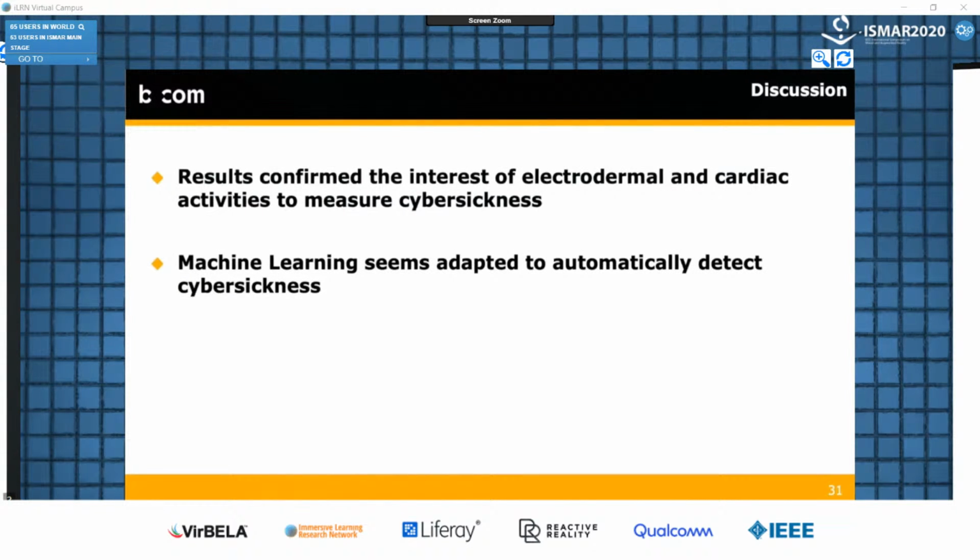Results confirmed the interest of electrodermal and cardiac activities to measure cybersickness. Indeed, the feature importance calculated on trained models showed that both activities are relevant for the recognition. Features coming from other fields of physiological computing seem relevant for cybersickness detection, such as features on the frequency domain of EDA. Moreover, machine learning seems adapted to automatically detect cybersickness. The approach is also suitable for real-time applications.